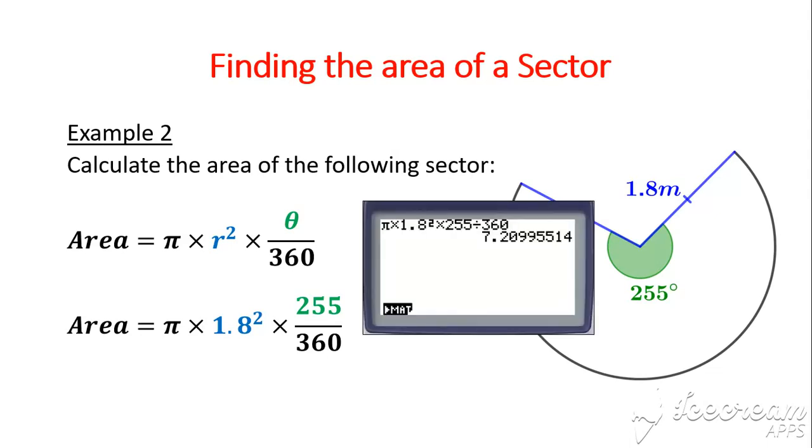So pi times 1.8 squared times 255 divided by 360 gives me an area, I'm going to round it to 2 decimal places again, of 7.21 meters squared. Again, please remember that the units for area in this example, because it's in meters, are meters squared.